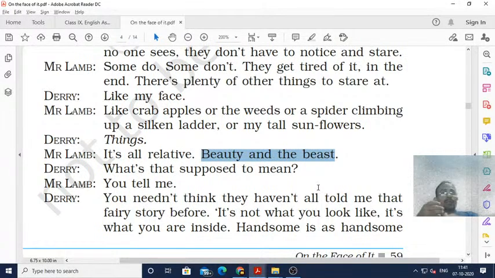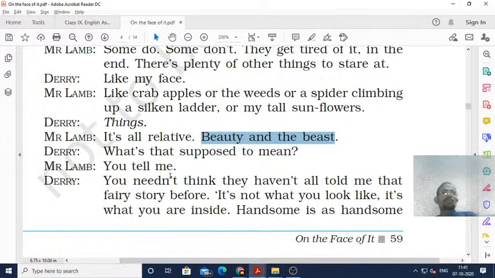Let's see what Mr. Lamb means by this particular statement. They are all relative, beauty and the beast. Let's see how it justifies this statement. Derry says, what's that supposed to mean? I don't understand, because Derry is a small boy, he is not supposed to understand a philosophical statement. Mr. Lamb says, you tell me.